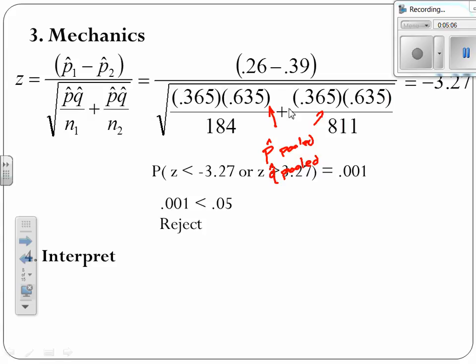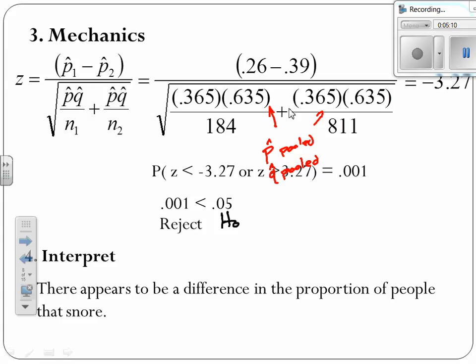That's less than 0.05, so we will reject the null, which means that there appears to be a difference, right? Keep in mind, H0 was that the two proportions were equal. Well, we rejected that in favor of HA, which was that they are not equal.